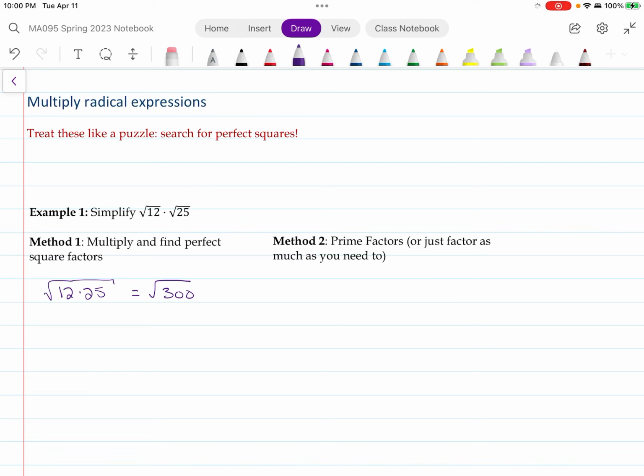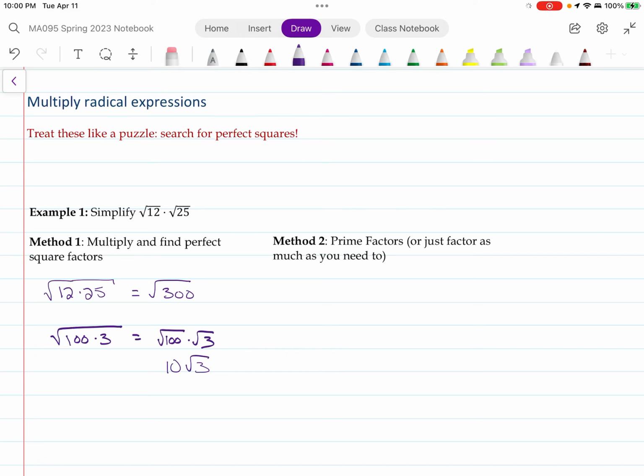So I know 100 is a perfect square. So I'm going to say 100 times 3. So again, this is like a puzzle. You just kind of hunt for the perfect square. So square root of 100 times the square root of 3. Square root of 100 is 10. Square root of 3. So the other method is prime factors, or you just factor as much as you need to get to it. I'm going to show you the prime factors way first.